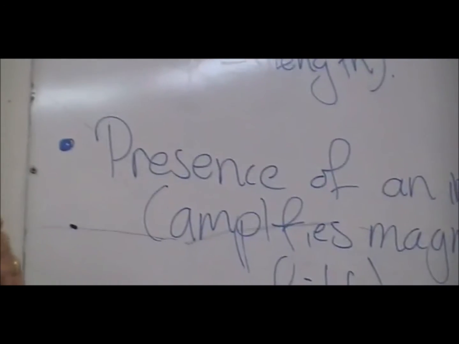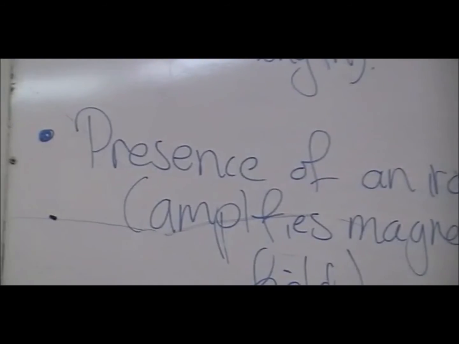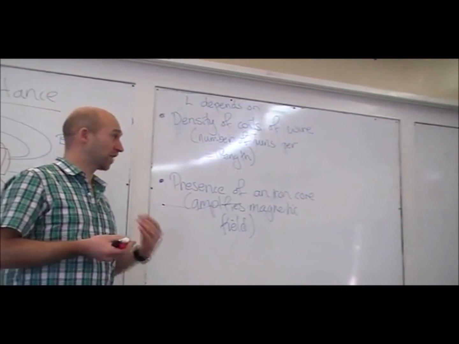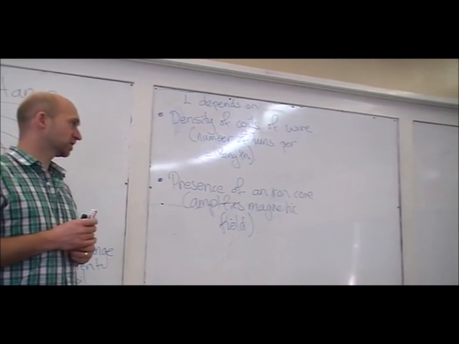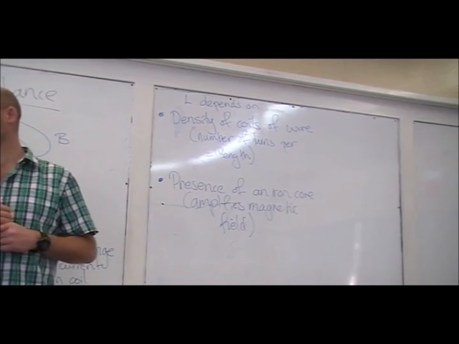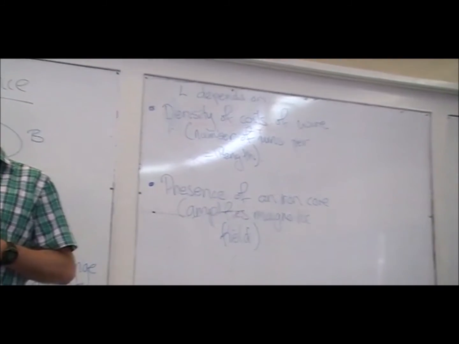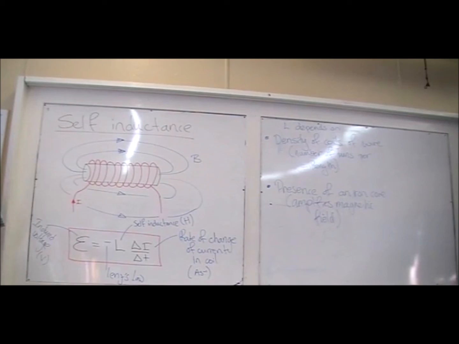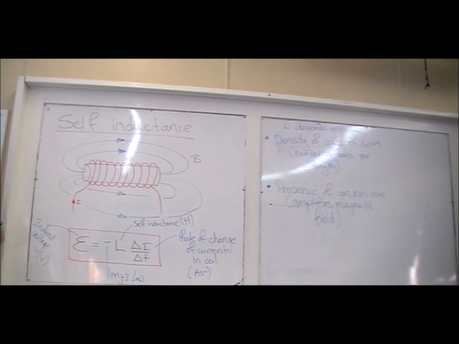Yes, the presence of an iron core, because an iron core is ferromagnetic, which means that it will amplify the quite small magnetic field from the current flow to a much stronger magnetic field, which means we're going to get a much greater induced voltage, because it's going to be a much greater change in flux for each amp per second. You could put any ferromagnetic metal? Yeah, like nickel, or what's the other one? Cobalt, maybe. Yeah, cobalt. Does that make sense for self-inductance? Has anyone got any questions about that?